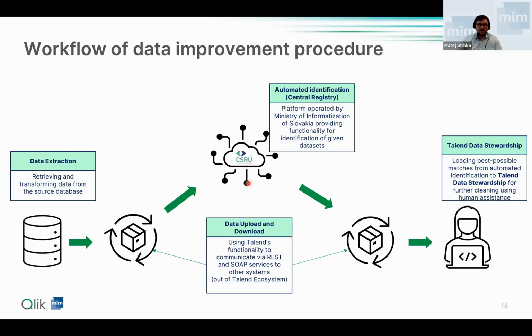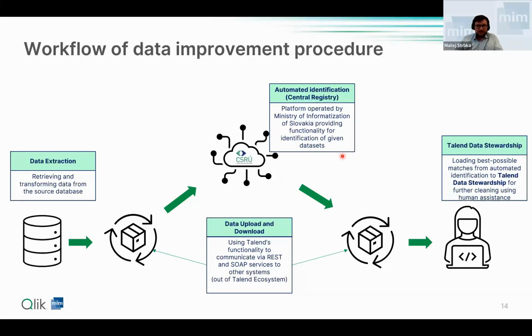So we took the data from our local database in the Ministry of Education and sent it to this central registry of addresses, and the central registry of addresses gave us results. Either the result was fully identified, meaning the address is fully correct, or it gave us a result that the address was just semi-identified, meaning there is some discrepancy between the address in the central registry and the address stored in the local database of the Ministry of Education. It also gave us the possible matches, which will be required for further human assistance.